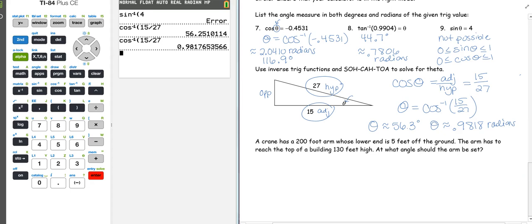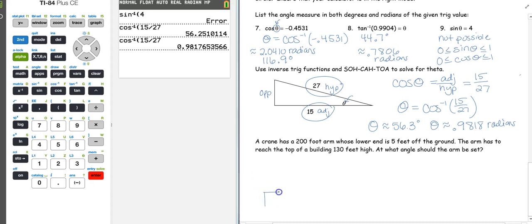Last one, a crane has a 200-foot arm whose lower end is 5 feet off the ground. The arm has to reach the top of a building that's 130 feet high. At what angle should the arm be set? So on your test, it's going to be important that you're able to read these problems and draw a picture.